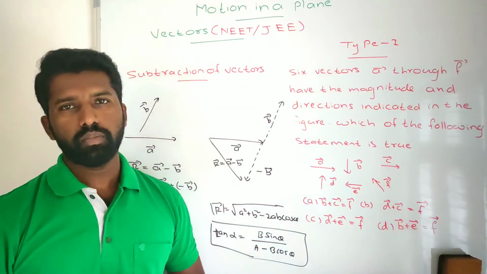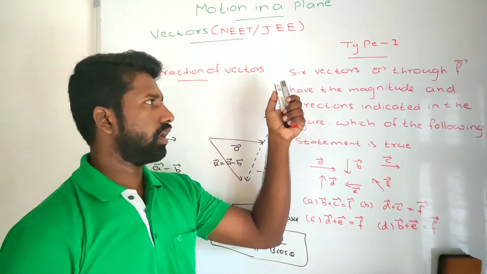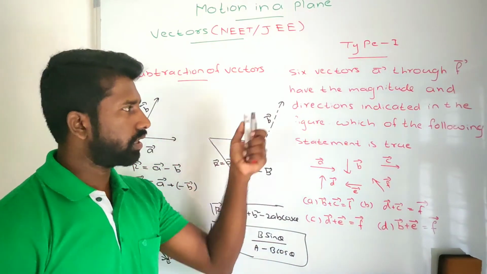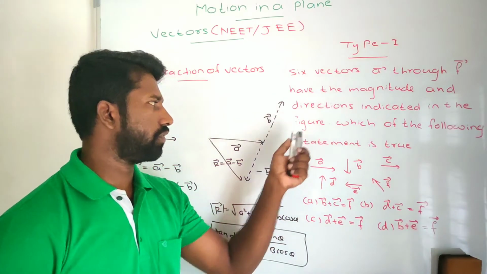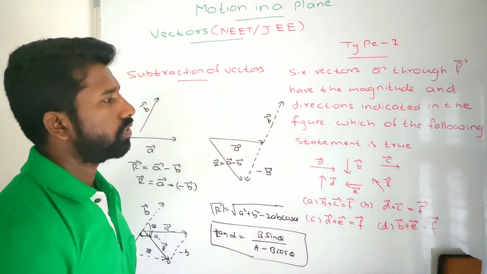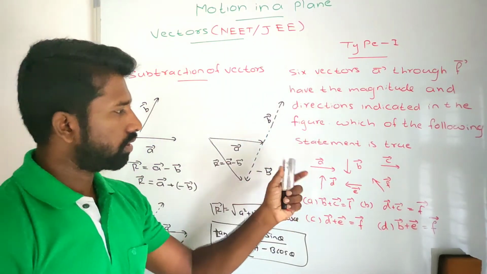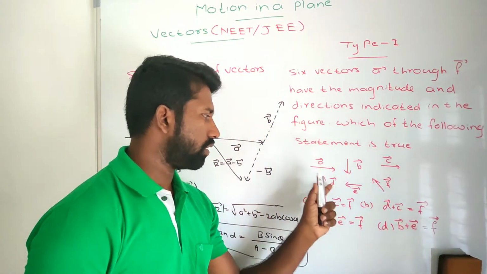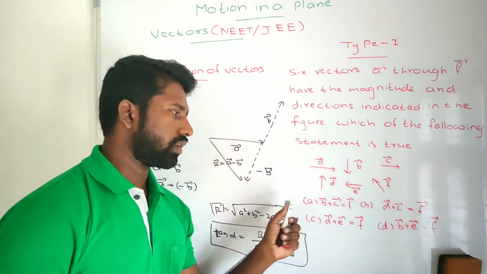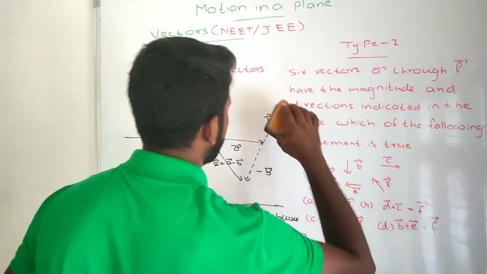Now we will see the problem. First, type 1 problem. Six vectors A through F have the magnitude and direction indicated in the figure. Which of the following statements is true? How many vectors are given? A, B, C, D, E, F vectors are given. Based on vector addition, several statements are given. Which statement is true?